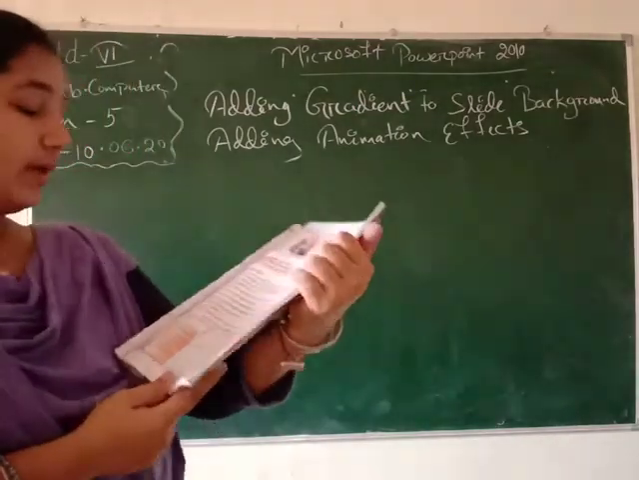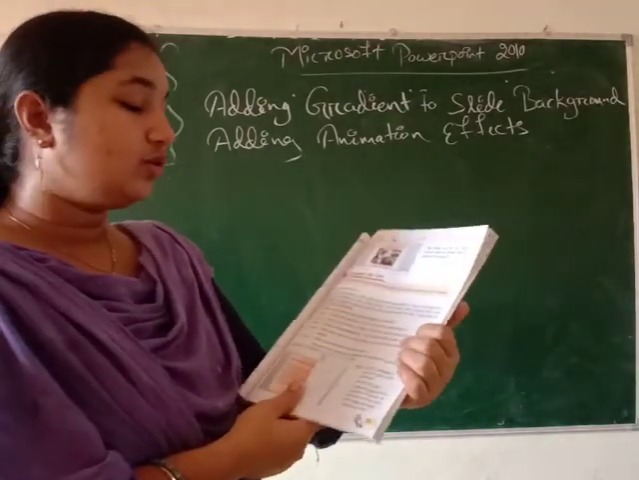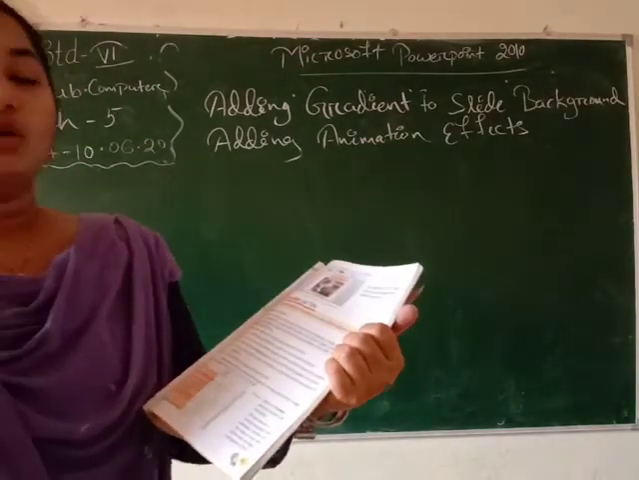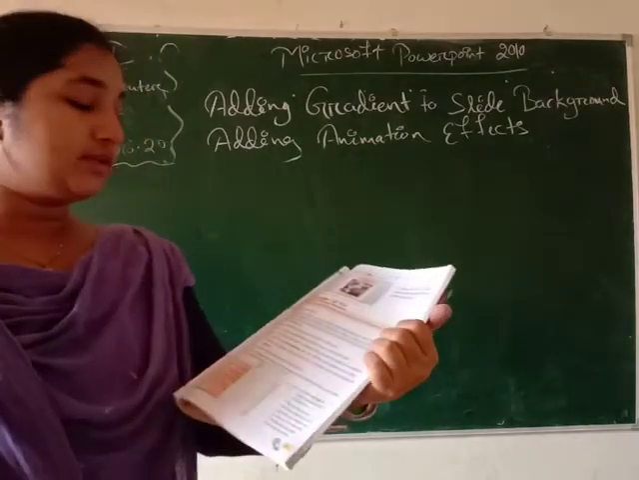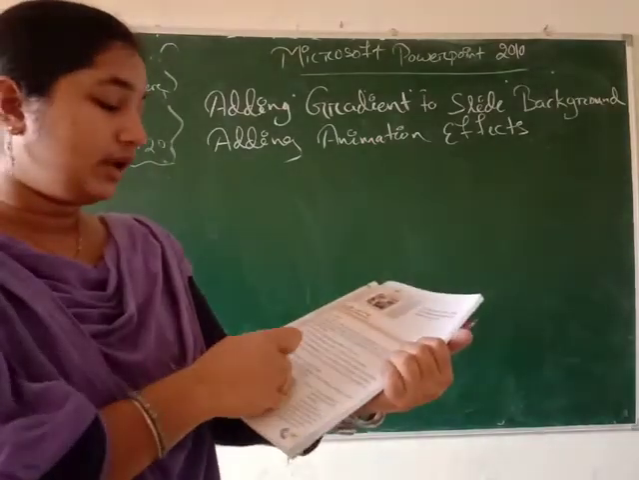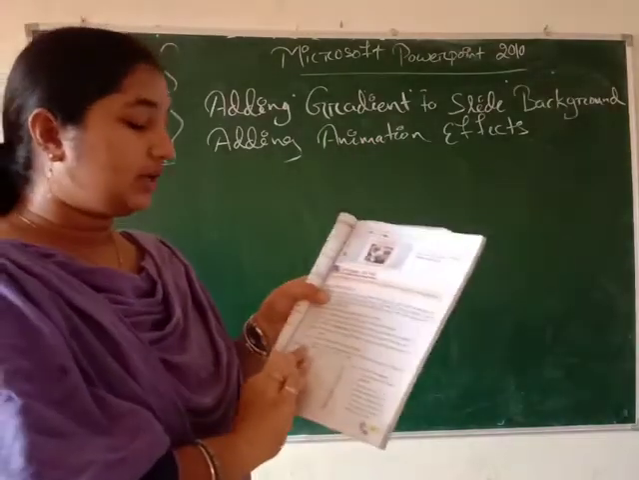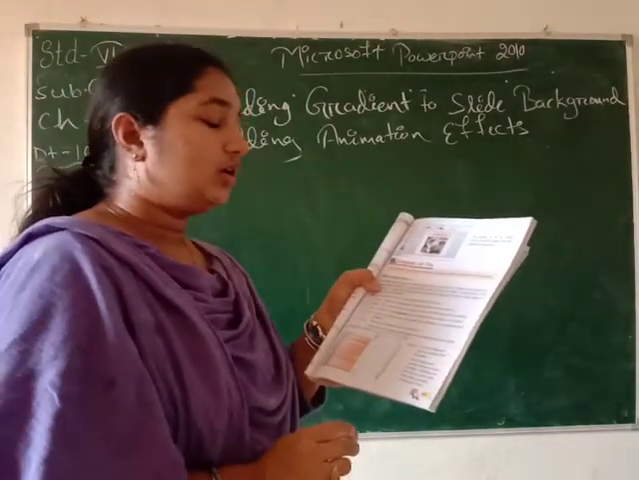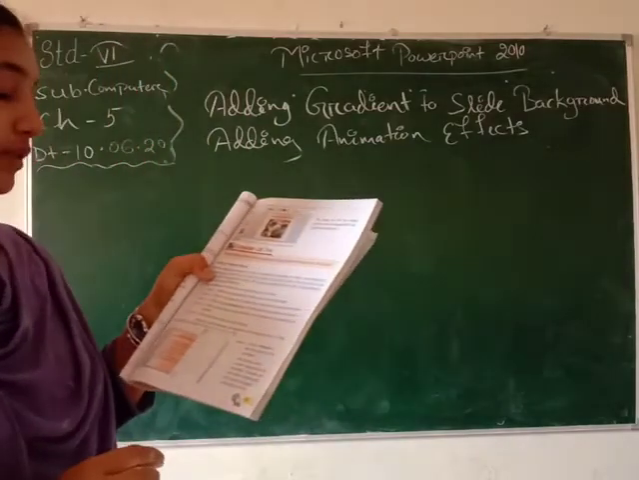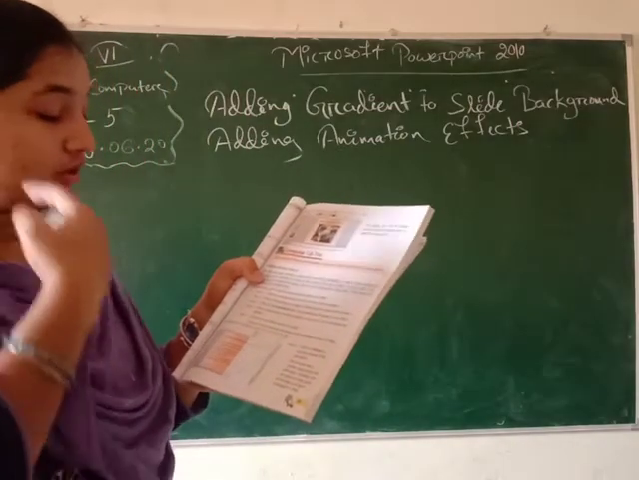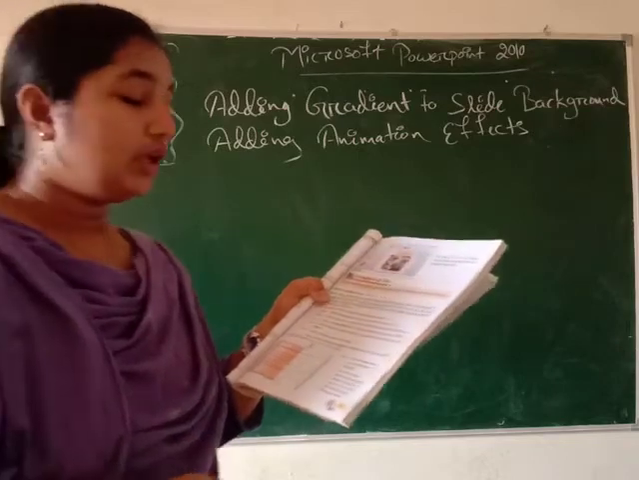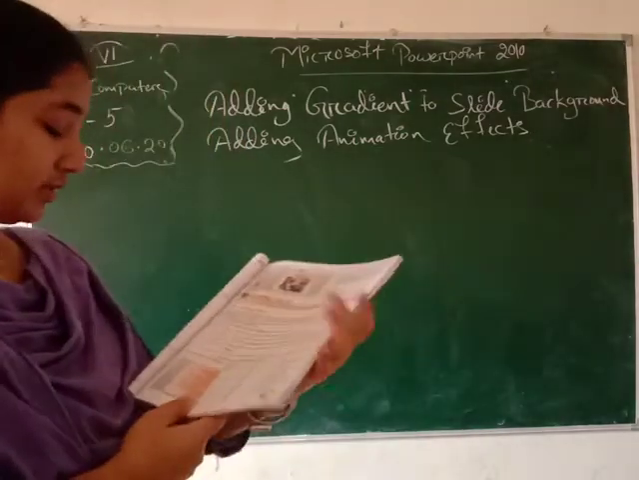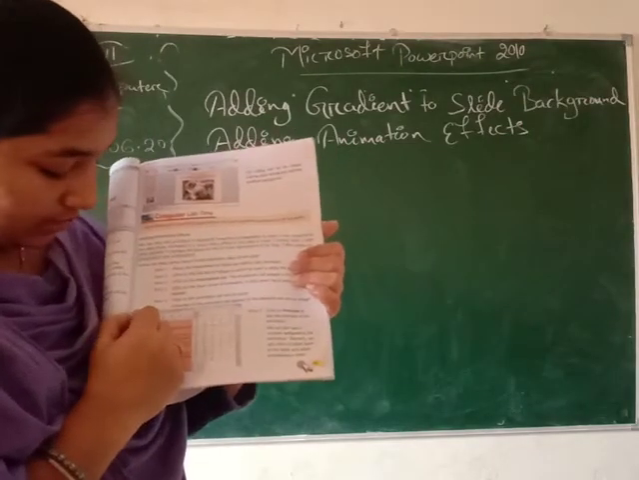For that, first we have to open the presentation to which we want to add animation. In whichever presentation we want to give that animation, we have to first open that presentation. After that, click on the text box or image to which we want to apply the animation. Next, we have to click on the animation tab. Here you can see one animation tab is there.